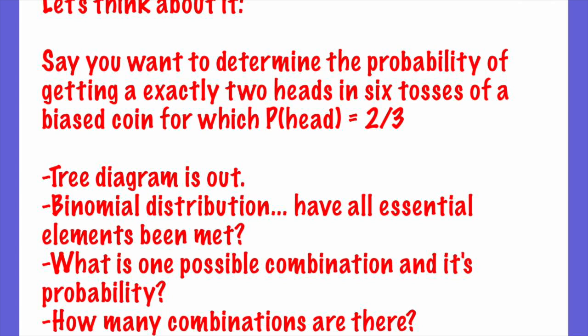Now, what is one possible combination for this probability? What's one possible combination you can get where you will have exactly 2 heads in 6 tosses? Head, head, tail, tail, tail, tail. So 2 heads the first time and then tails throughout. Okay, so that is one possible combination. Now, how many different combinations are there to get 2 heads and 4 tails?